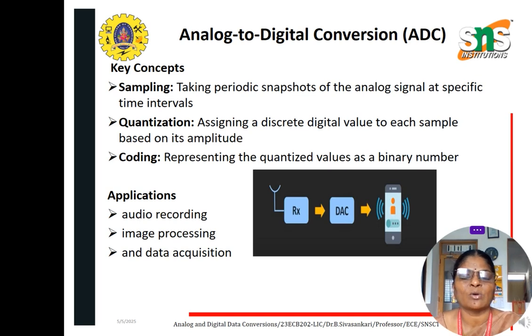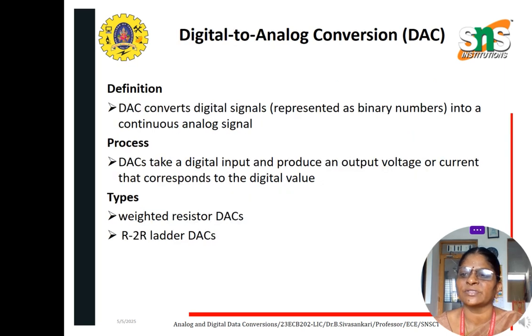So these concepts take place in the converters: sampling, quantization, coding. We know very well sampling is taking periodic snapshots of the signal, quantization is assigning a discrete digital value, and coding is representing the quantized values as binary numbers. The applications of ADC are audio recording, image processing and data acquisition.